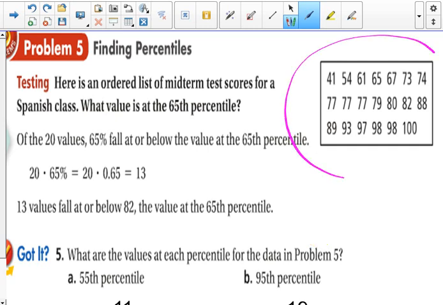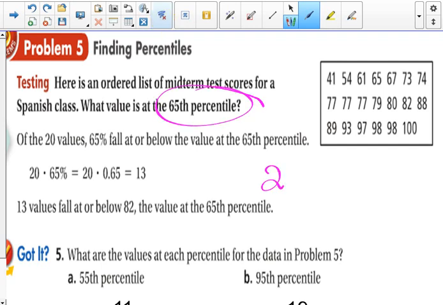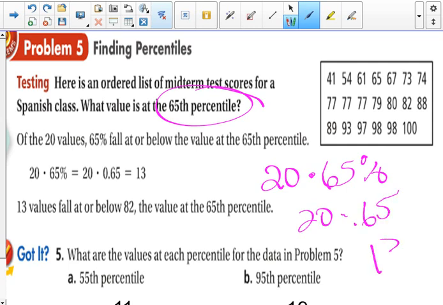So when we look at this data set right here, they are in order from least to greatest. How many items do we have? We have 1, 2, 3, 4, 5, 6, 7, 8, 9, 10, 11, 12, 13, 14, 15, 16, 17, 18, 19, 20. We've got 20 items. So to find the 65th percentile of these 20 items, we're going to take the number of items times the 65th percent, which is 20 times 0.65, right? Which is equal to 13.